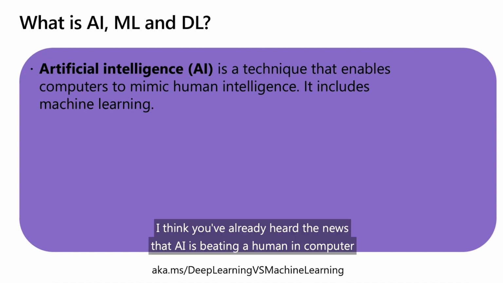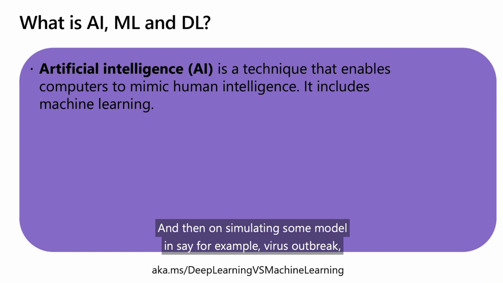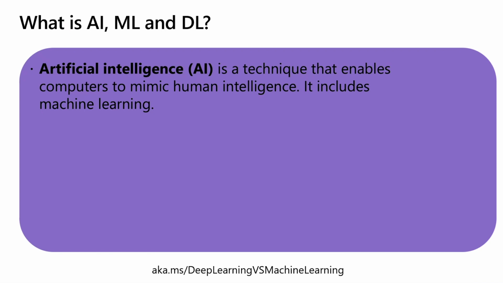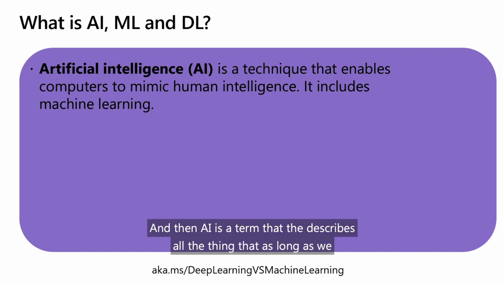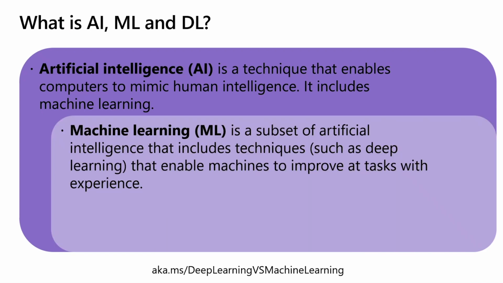I think you already heard the news that AI is beating humans in computer games, on chess, and on simulating some models, for example, virus outbreaks. Those things can be accomplished by AI. AI is a term describing all the things where we teach the computer to mimic human intelligence, making decisions, etc. And then there comes the part, machine learning. It's a subset of AI.